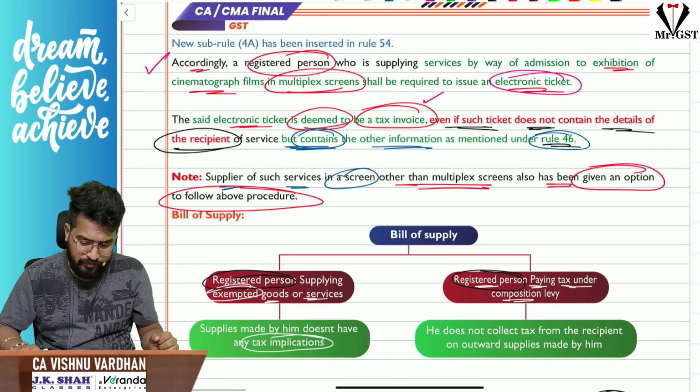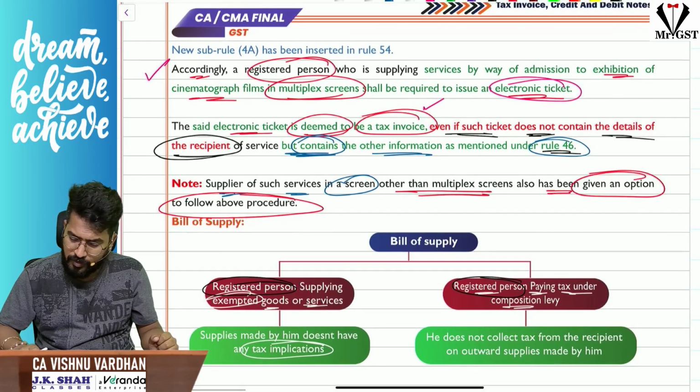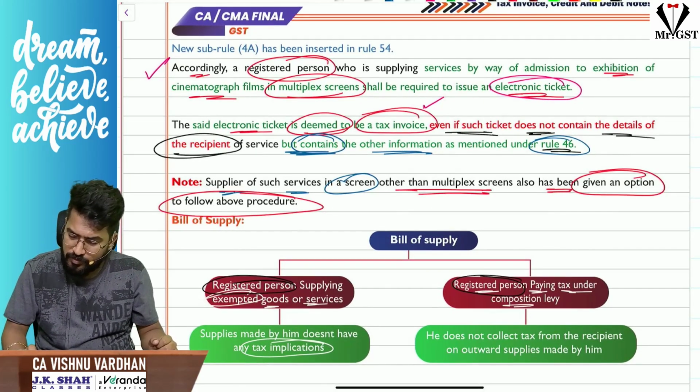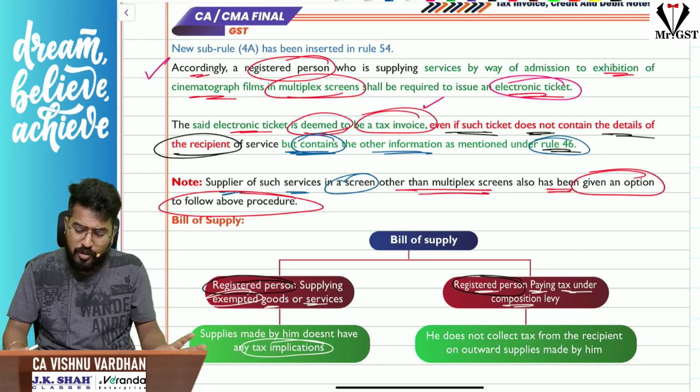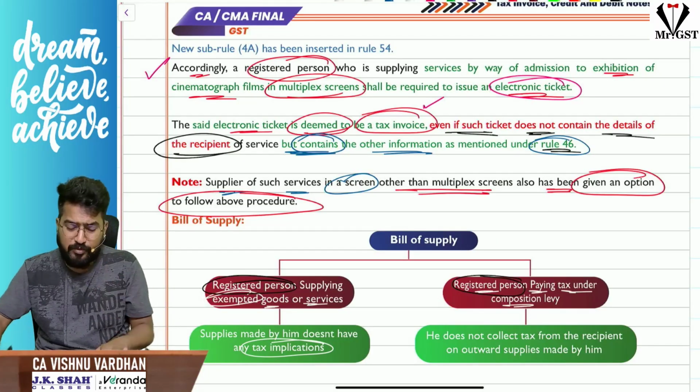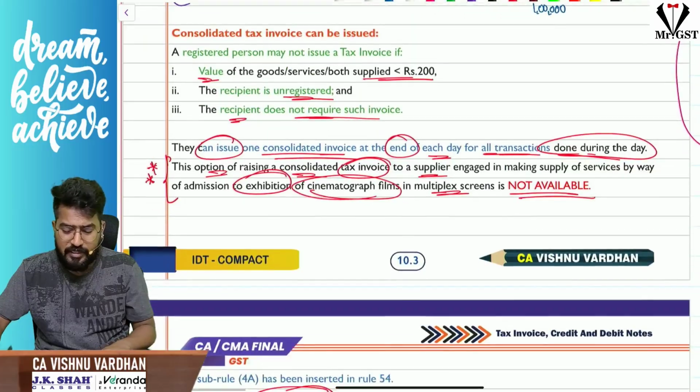Not only the multiplex screen people, others also are allowed to do this. The ticket itself will be taken as tax invoice provided it contains all the details. So that is what with respect to consolidated tax invoice and other details.